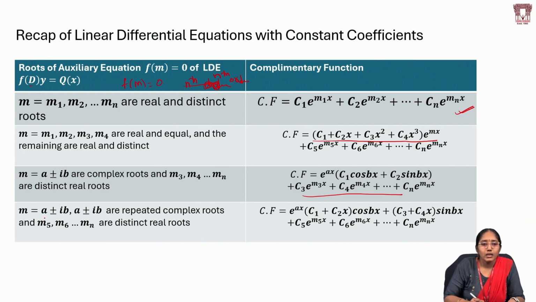Now for the last case, the roots are a plus or minus ib, the repeated complex roots, and the remaining are the real and distinct roots. Here observe, a plus ib is repeated 2 times, a minus ib is also repeated 2 times. In such a case, we write the complementary function as e power ax into (c1 plus c2x) cos bx plus (c3 plus c4x) sin bx. These are the formulas to evaluate the complementary function for the linear differential equation with constant coefficients.